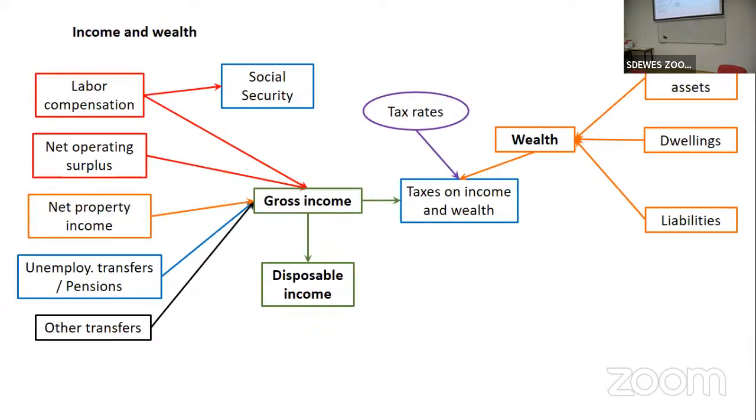So this is how it looks. You have the total labor compensation, part of which goes to the government as social security contributions. You also have the net operating surplus, the net property income, transfers for employment pensions and other transfers. This is the gross income. Then you have taxes on income and wealth, and from gross income minus taxes, you get the disposable income. The taxes on income and wealth depend on the wealth and the tax rates as well, so you collect from both income and wealth. This is already in the financial model, not the production model anymore. Here from the financial model, you have the wealth coming from financial assets and liabilities.